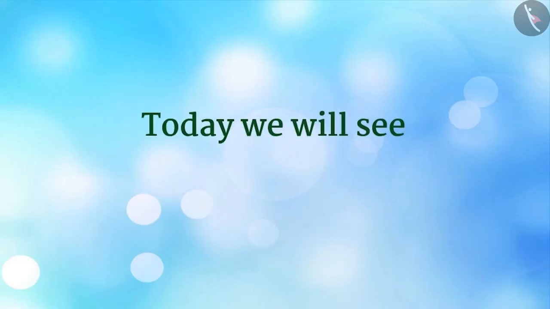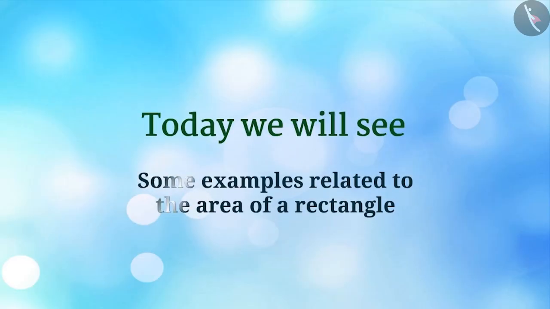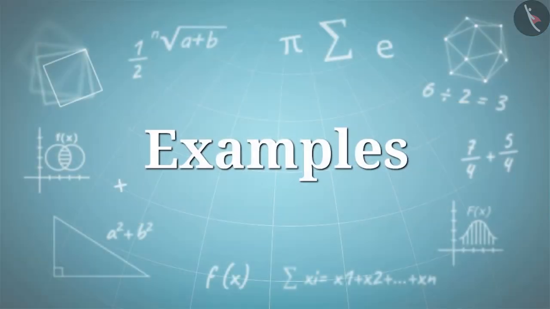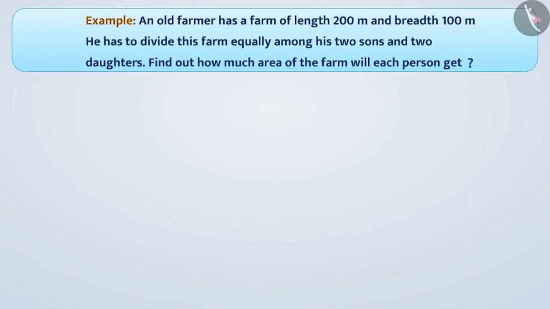Today we will see some examples related to the area of a rectangle. An old farmer has a farm of length 200 meter and breadth 100 meter. He has to divide this farm equally among his two sons and two daughters. Find out how much area of the farm each person will get.